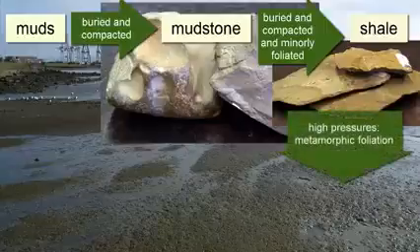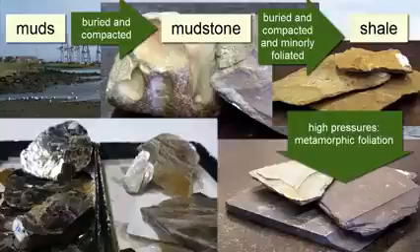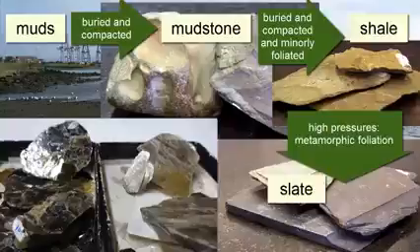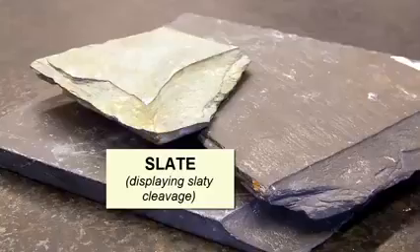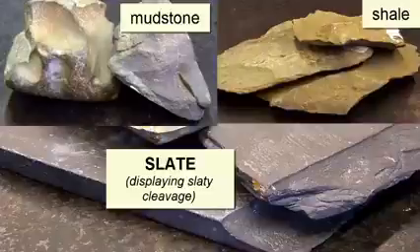A bit more compression moves us into the metamorphic realm. The clays are beginning to change chemically into other sheet silicates, such as chlorite or muscovite or biotite. These perfectly aligned microscopic sheet silicates give the rock slaty cleavage, and the rock is called slate. You can see how dense it is. In fact, you can even hear a difference among these three rocks.